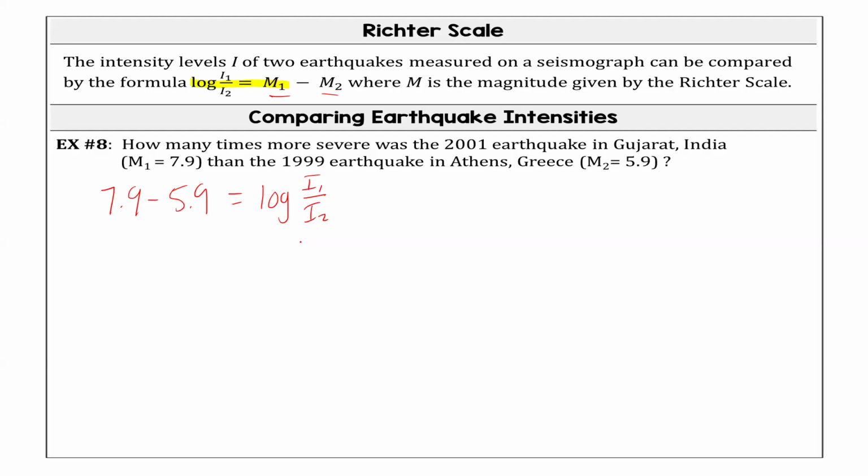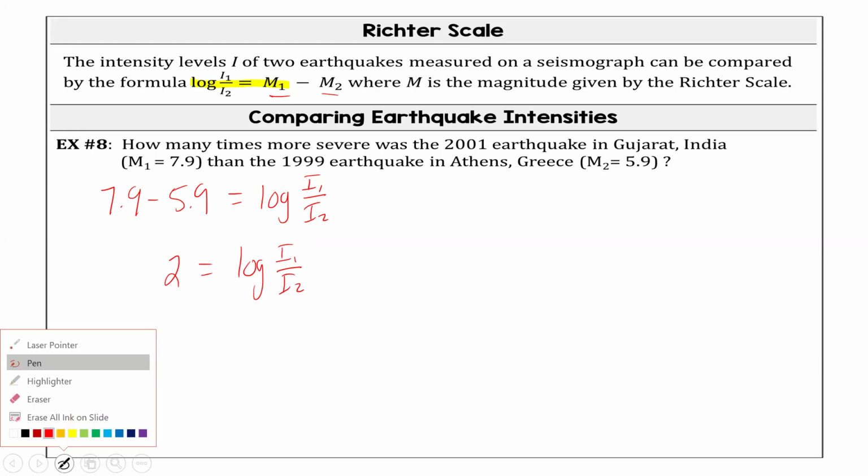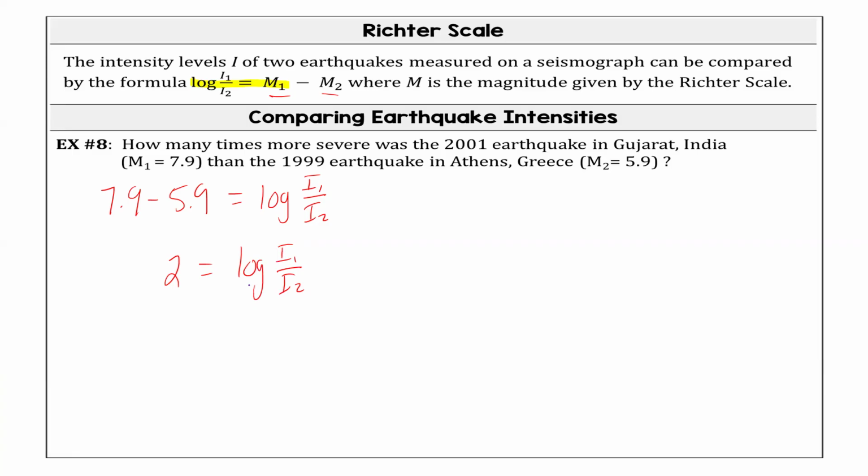Watch how simple the math is. You're going to be like, what? That's it? All right. What's 7.9 minus 5.9? 2 equals the log of I sub 1 over I sub 2. Okay? How can you get rid of a log of base 10? Not multiply by 10. Raise it. You've got to raise it to the 10. You turn it into a power. So then we end up with 10 to the 2 equals I sub 1 over I sub 2.